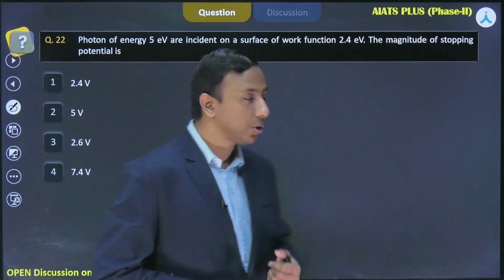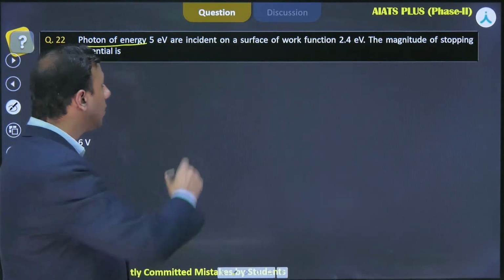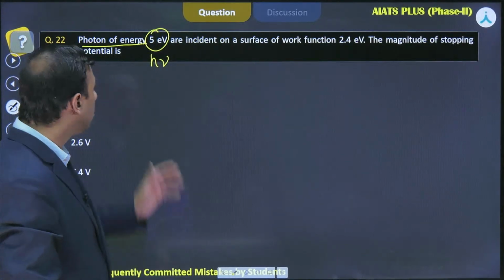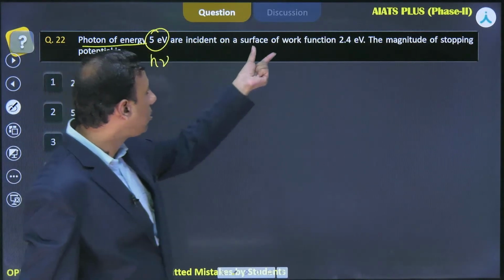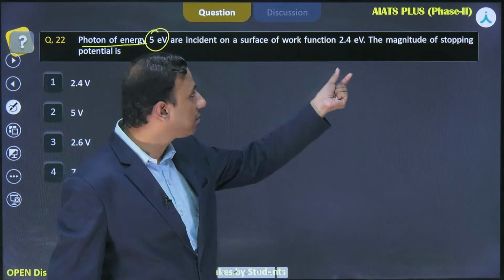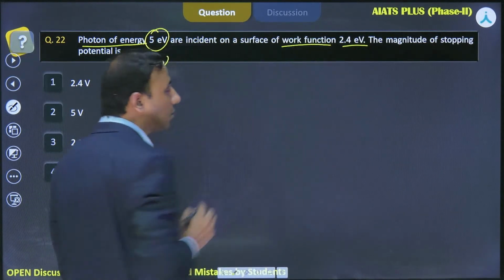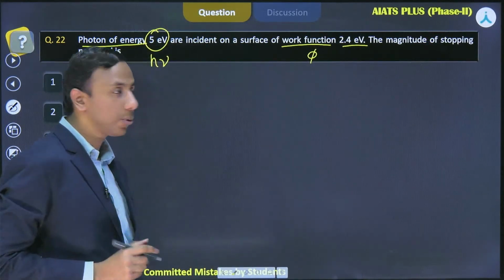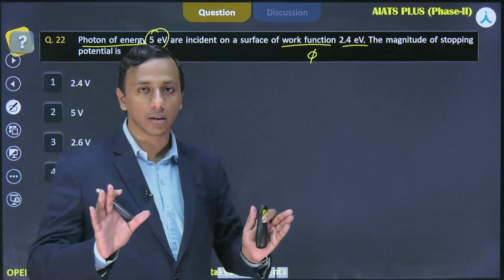I was talking about photons. So photon of energy. This energy is given, right? Now this is your h into nu, right? Photon of energy 5 electron volt are incident on a surface of work function 2.4 electron volt. Work function, right? So work function I had denoted by the symbol phi. Okay. The magnitude of stopping potential, they are asking the magnitude, right?